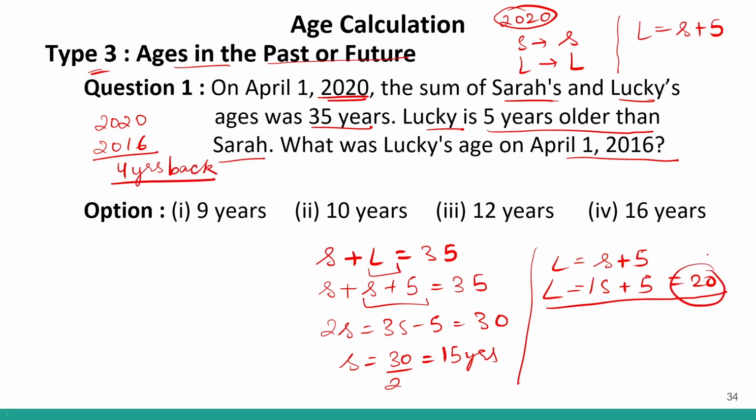So this is Lucky's age in which year? 2020. So if I have to go 4 years back, I'll subtract 4. So I'll get 16. So in the year 2016, Lucky's age was 16 years old, which is given in option number 4. So option number 4 will be your correct answer to this question. Just keep in mind, do not mark the answer 20 because that is the age in year 2020. Whereas in the question, we have to find the age in the year 2016.